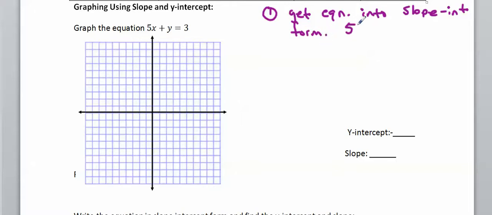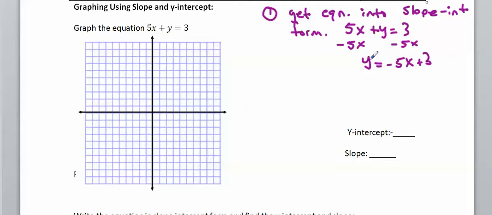Alright, so we got 5x plus y is equal to 3. Now to get this in slope-intercept form, we've got to solve for the y. So I'm going to subtract 5x from both sides. Okay, so y is equal to negative 5x plus 3.